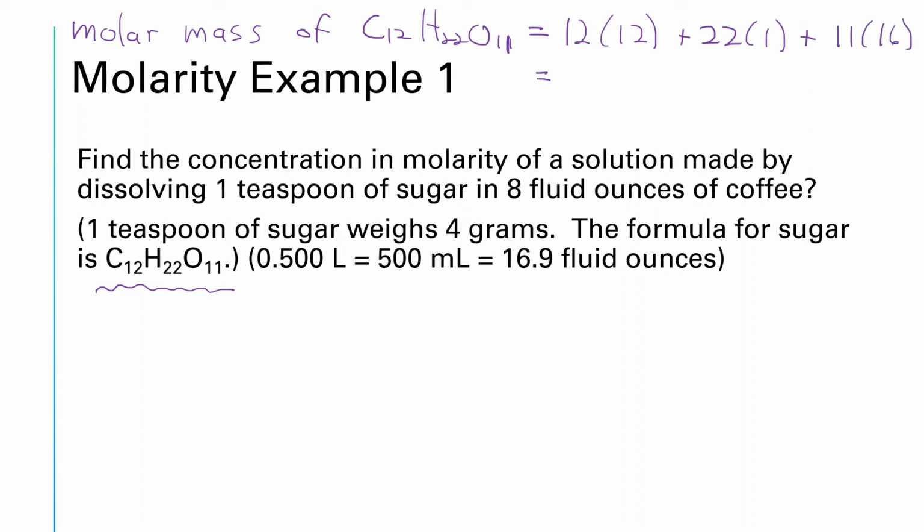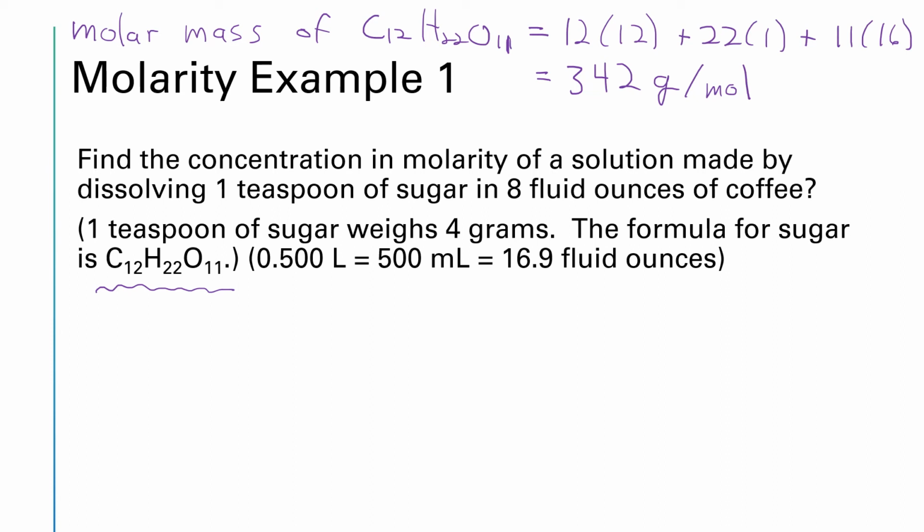All right, I'm going to grab my calculator, and let's see. So we're starting with 12 times 12, which is 144, plus 22 times 1, which is 22, plus 11 times 16, and I'm going to let my calculator do the heavy lifting on that one. That ends up with a final answer of 342 grams per mole for the molar mass of sucrose.